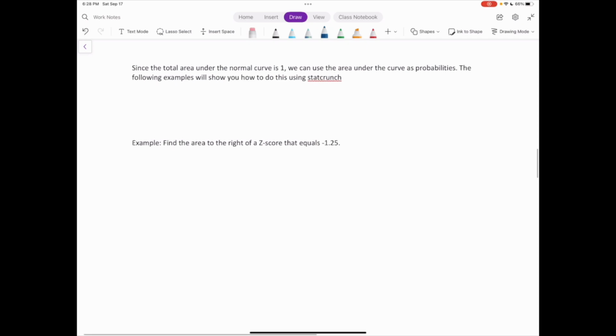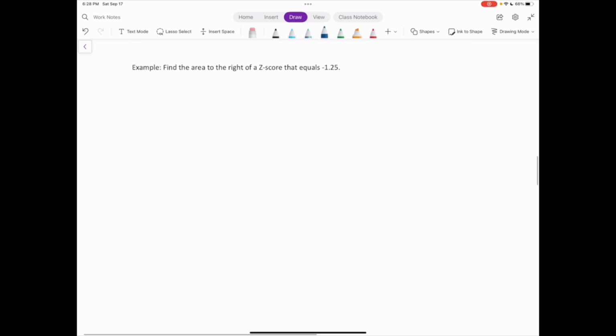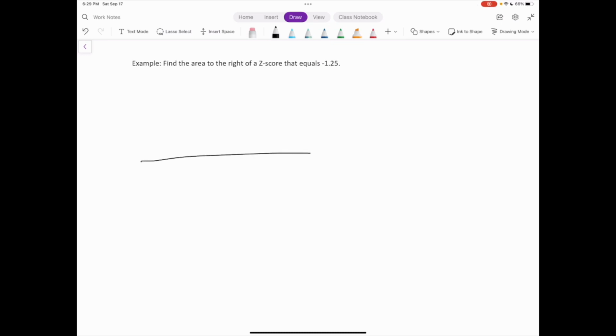But let's say we wanted to find the area to the right of a z-score equal to negative 1.25. In stats, it's always helpful to draw a picture, so we'll do exactly that. So we have our normal curve. When we talk about z-scores, we're talking about normal curves. There we go.